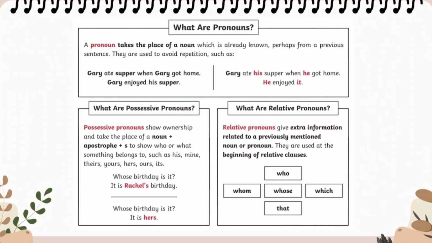Possessive pronouns show ownership and take the place of a noun, plus an apostrophe and an S, to show who or what something belongs to, such as his, mine, theirs, yours, hers, ours, its. Whose birthday is it? It is Rachel's birthday. Whose birthday is it? It is hers.